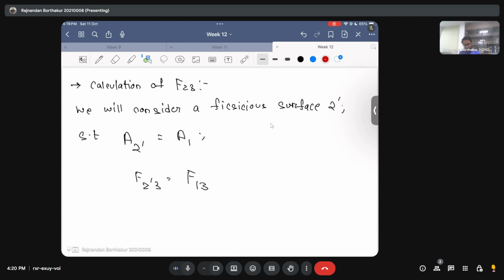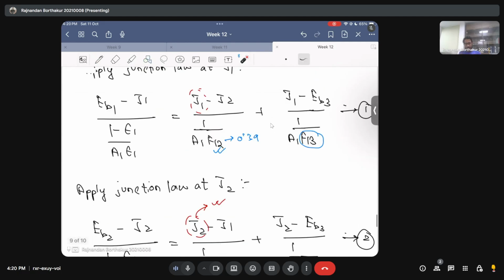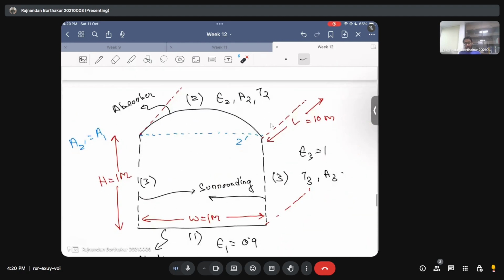Okay, this is one of the critical steps in this analysis, and you need to please pay careful attention to it. Remember, we are making the fictitious surface in such a way that F13 is going to be equal to F2'3. That is, from the symmetry of the figure, you can say that the fraction of radiation leaving surface 1 that strikes surface 3 is going to be the same fraction of radiation leaving the fictitious surface 2' that strikes the surrounding. And that is from symmetry, because these edges are of the same length, which is equal to 1 meter.